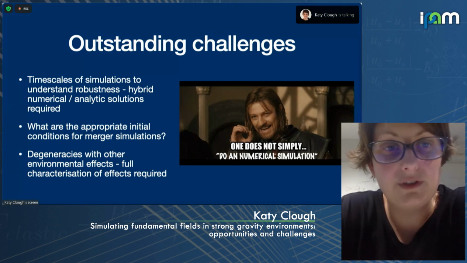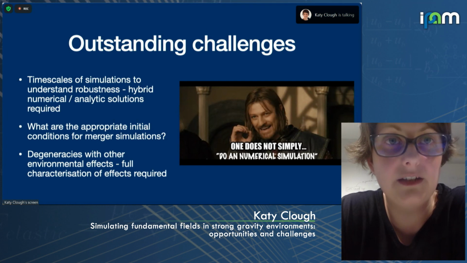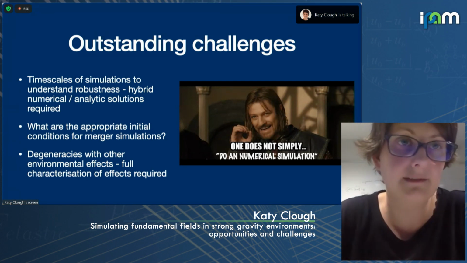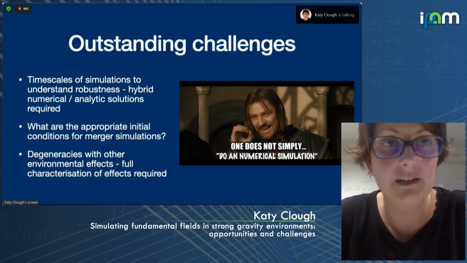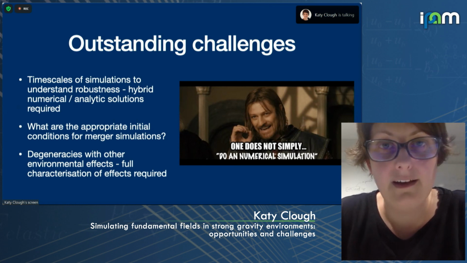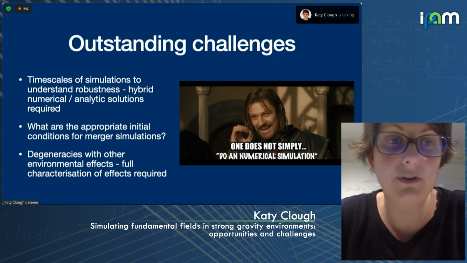One of the most interesting questions, I think, is what are the most well-motivated and appropriate initial conditions for merger simulations? I mentioned that putting a blob of Gaussian scalar field around a binary is really not very well motivated. But there is a question around what is well motivated that still hasn't been answered. And of course, the really big question that hasn't even begun to be answered is what are the degeneracies with other environmental effects? All of these effects are very small.